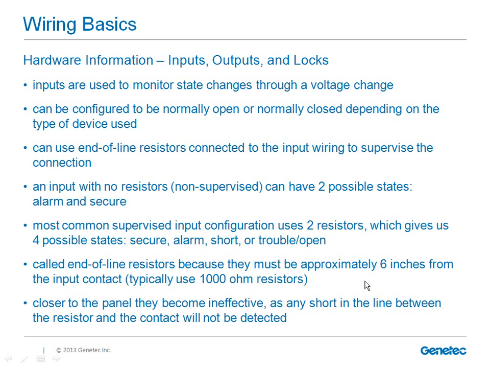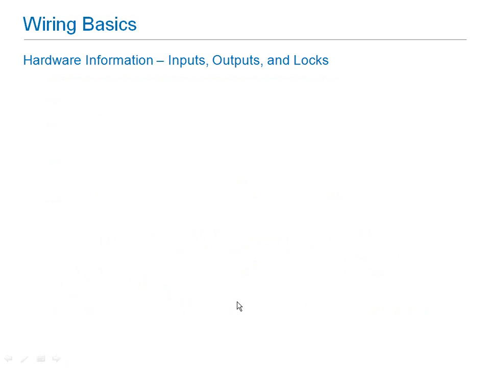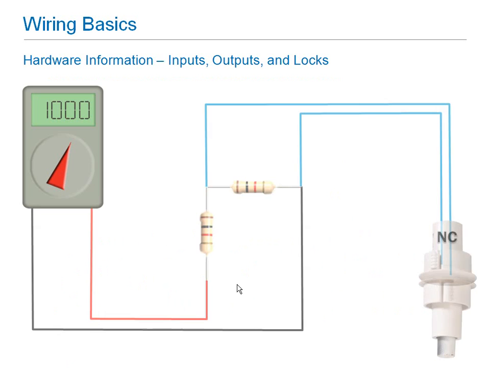When we're talking about the end-of-line resistors, we call them that because they're most effective around 6 inches from the input contact. The resistors we use are typically 1,000 ohm resistors, which we'll use in the next example. The reason we put them so close to the input contact is because it cannot detect a problem between the resistors and the input contact itself. So let's take a quick look at an example here.